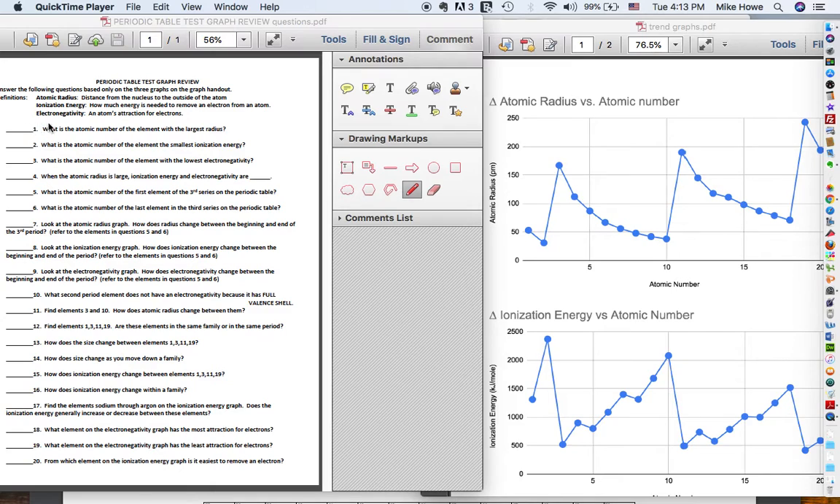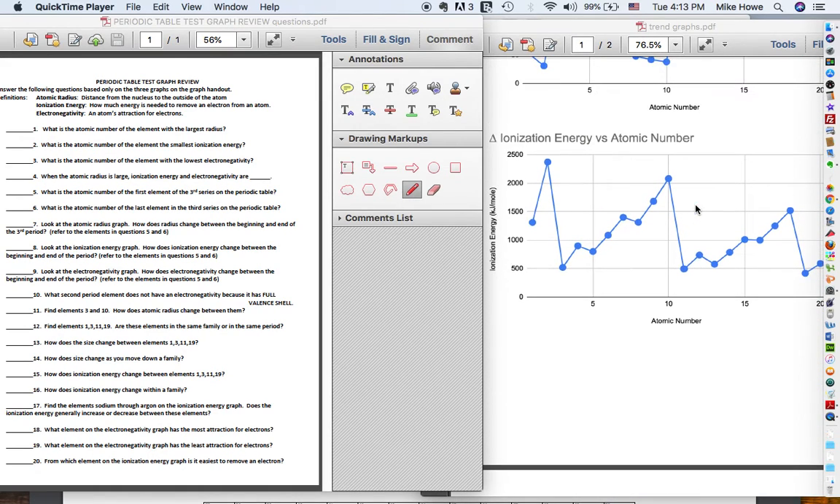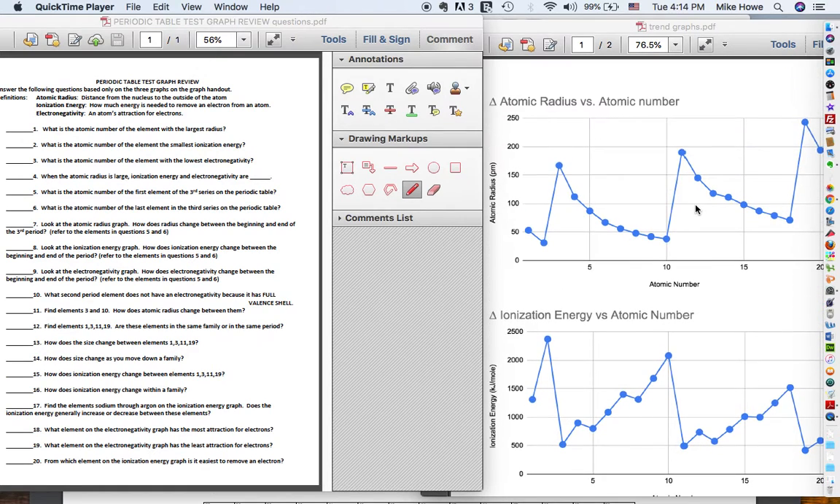Question number 1. The atomic number of the element with the largest radius. So you would come over here and look at your radius graphs. And we have electronegativity on the bottom. You look at your periodic table graphs. There's ionization energy in the middle, and radius is the top one. So we want the atomic number of the element with the largest radius.